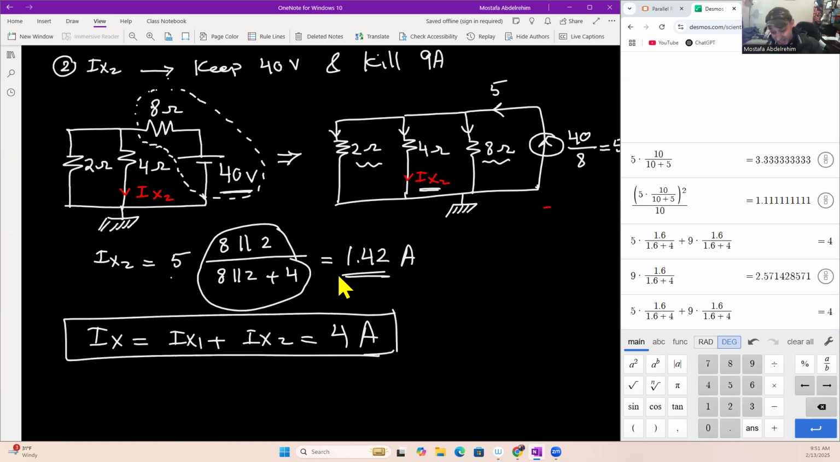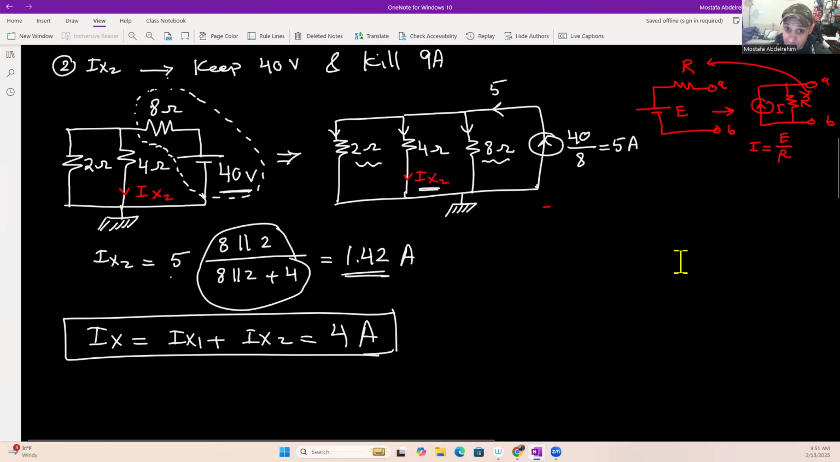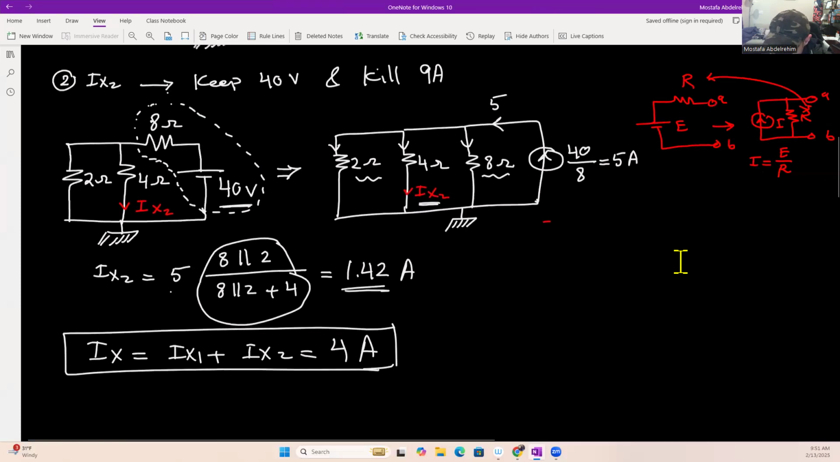Okay, guys. Now, before we go, let's find out ix without using superposition, using the principles that we learned: Ohm's law, Kirchhoff current law, Kirchhoff voltage law, and see if we should get 4 again. Of course, we must have 4. Otherwise, your solution will be incorrect, one of them, or maybe both of them. Okay, so let's find out.